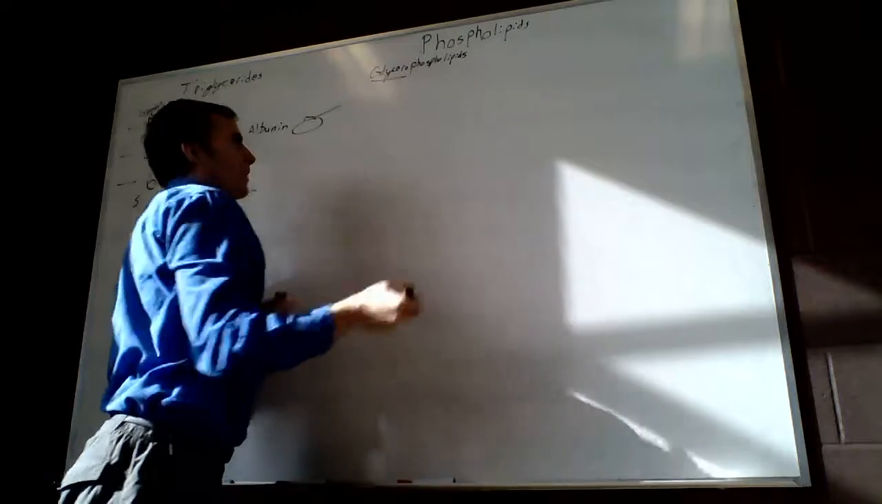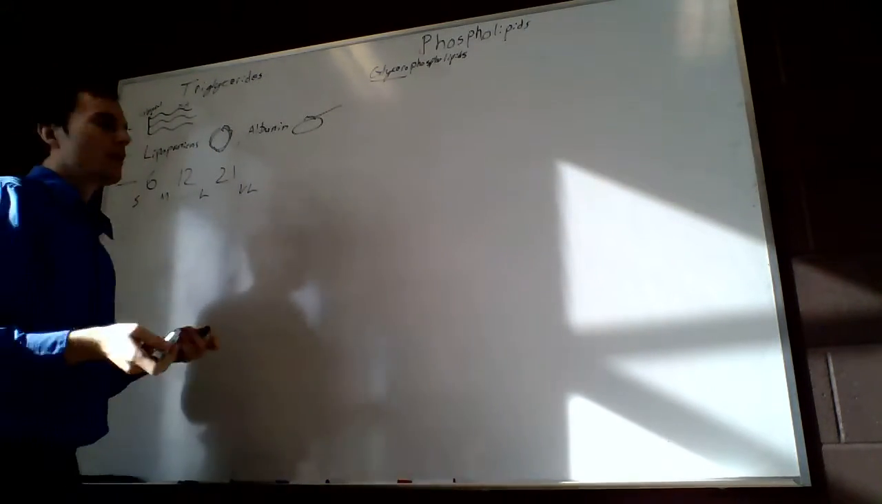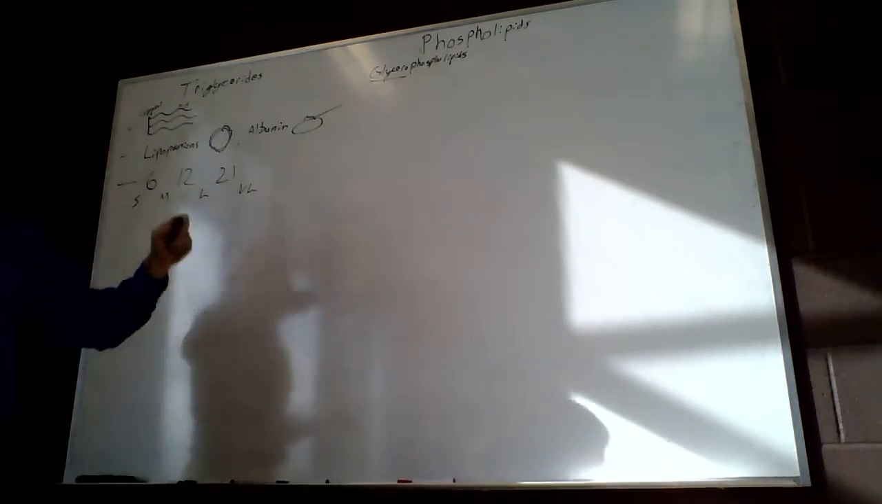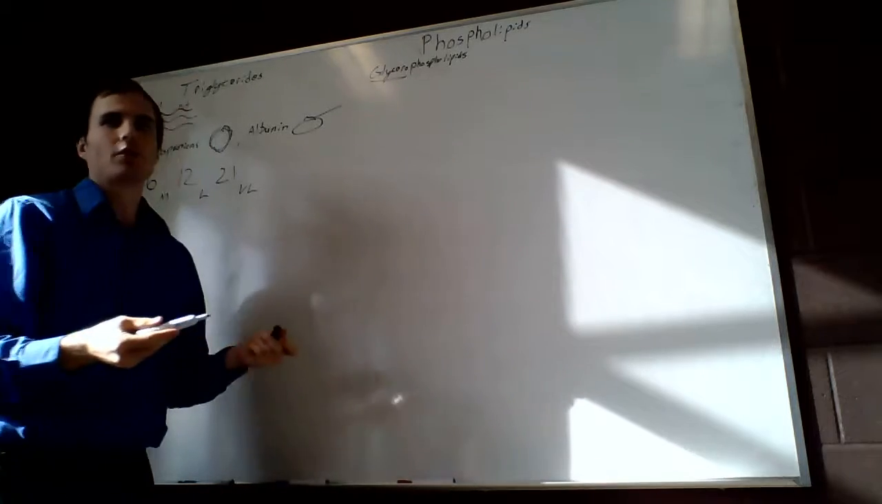So it's called glycero because it has glycerol as the backbone. Occasionally you can switch out the backbone to have a different alcohol. Typically it'll be glycerol, and so glycerophospholipids are really common.